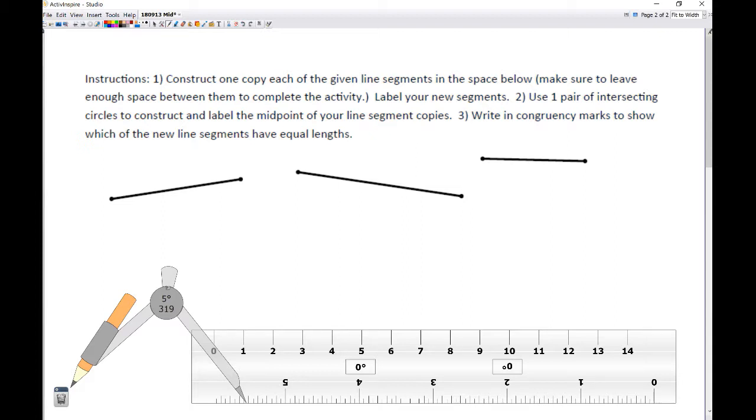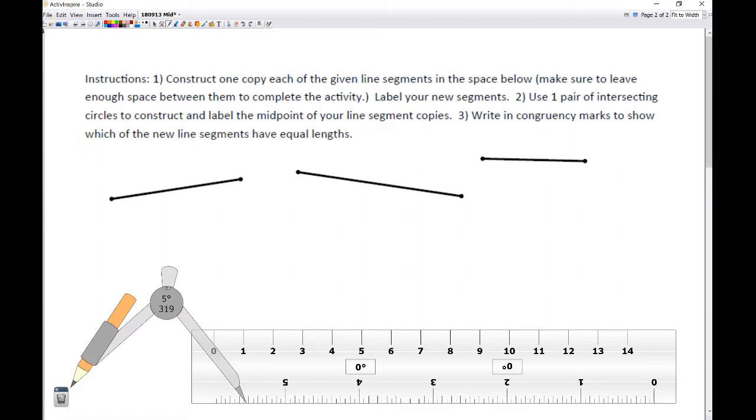So last week when we did constructions, we made copies of line segments, right? We started with a working path, we put a point, we measured it with the compass, we marked it off down the bottom, we made a copy of the line segment. We did that last week, okay? We're going to do that now, and then once we do that, we're then going to find the midpoint of that line segment.